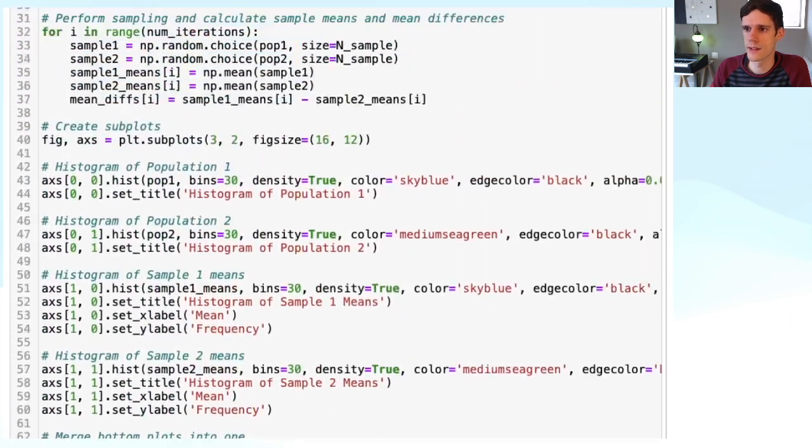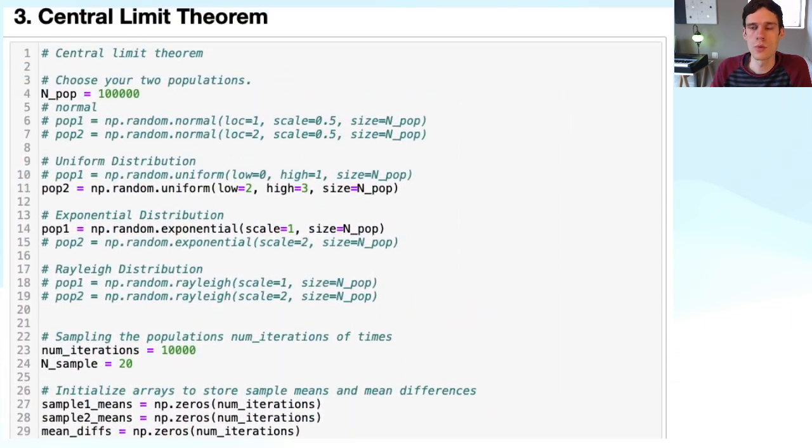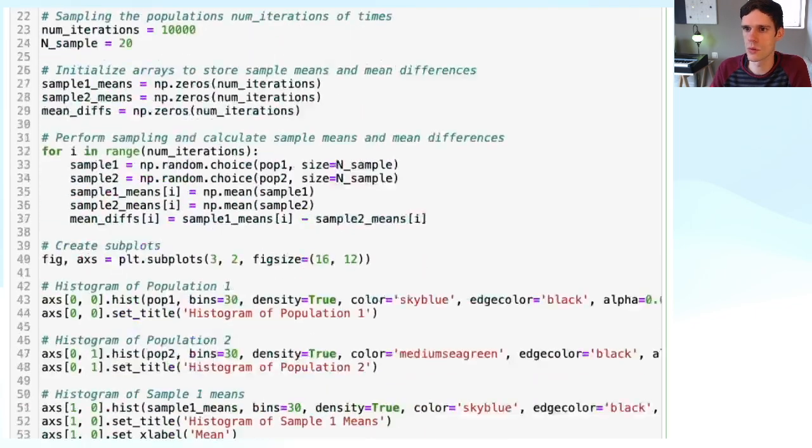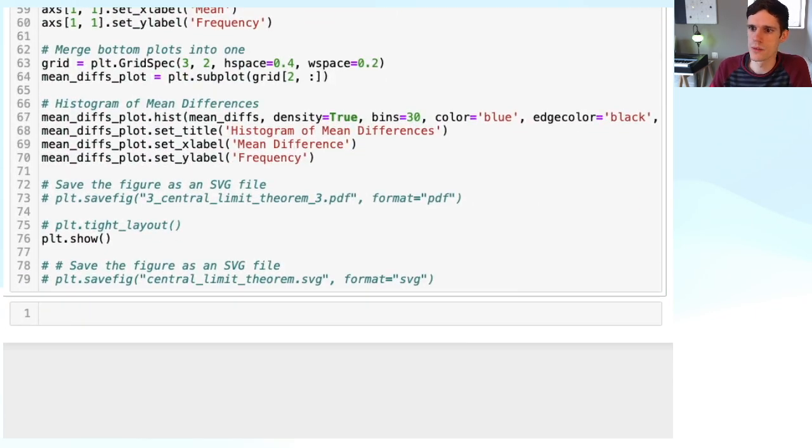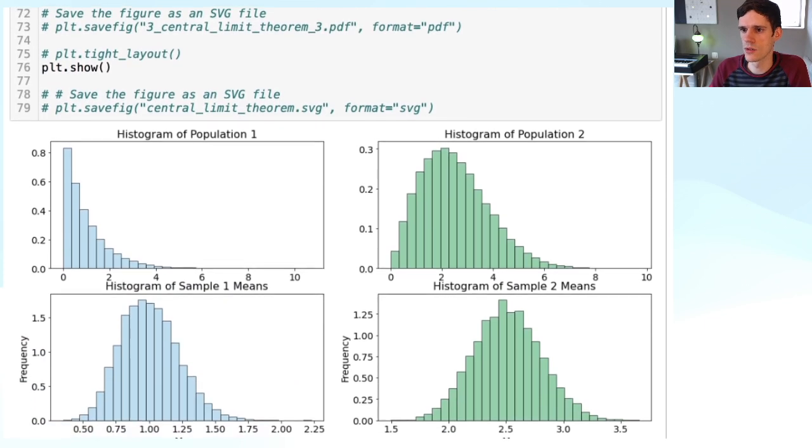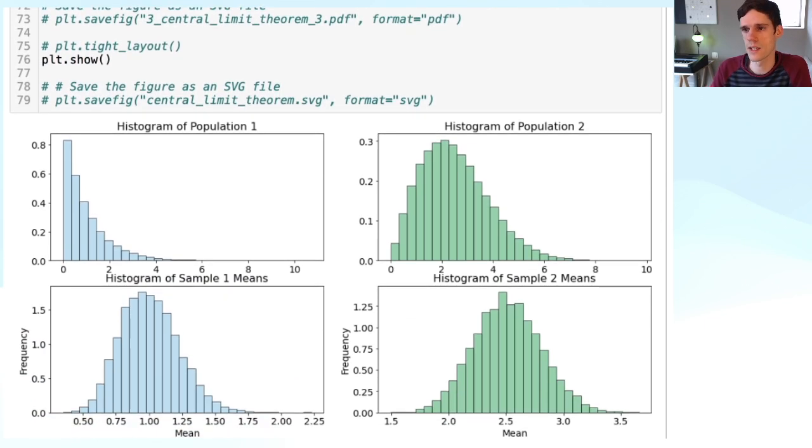So let's now look at a last example where we take two asymmetrical distributions. Let's say that population 2 is a Rayleigh distribution. So we have to comment out population 2 as being a uniform distribution. We again run this cell, and what we see is the following. And of course, exactly the same as before. So we can say that the central limit theorem also holds for populations that are not normally distributed. And this is why the normal distribution is so central to statistics and so ubiquitous.